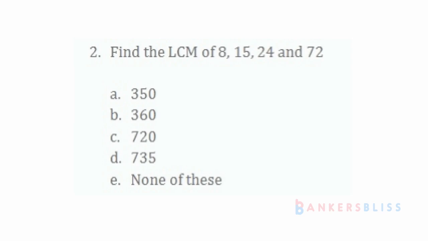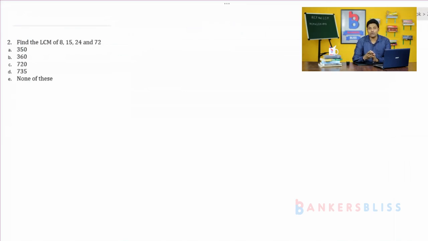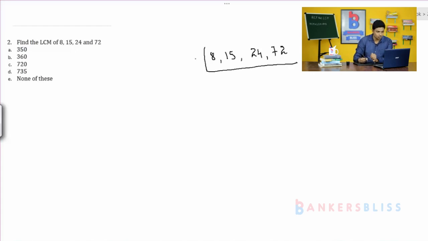Problem number 2. Find the LCM of 8, 15, 24 and 72. Here you are having 4 numbers, so go for the traditional approach: 8, 15, 24 and 72. Now you can divide by 4 or by 3. I am going to divide by 3. 8 is not divisible by 3, so it stays as it is. 3 5s are 15, 3 8s are 24, 3 2s are 6 and 3 4s are 12.